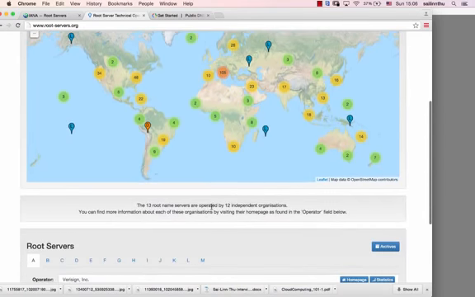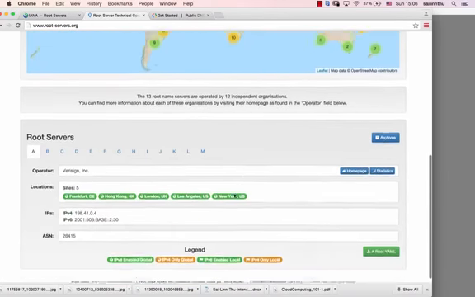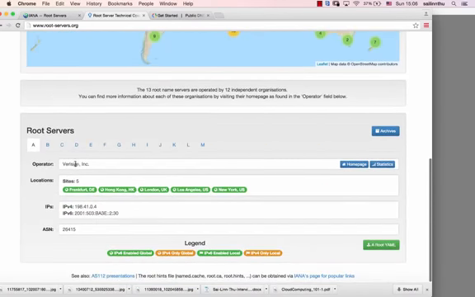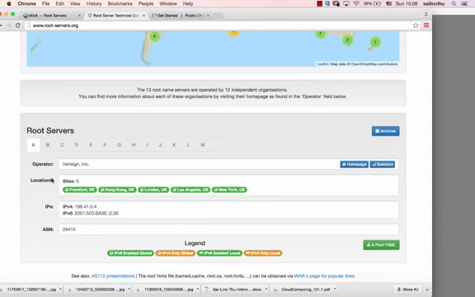Now, the 13 root servers are operated by 12 independent organizations here. On the website there will be information on each. For example, a.root-servers.net is operated by Verisign. The locations are Frankfurt, Massachusetts, Hong Kong, London, New York, Los Angeles, New York. Okay. And the autonomous system number is 26415.